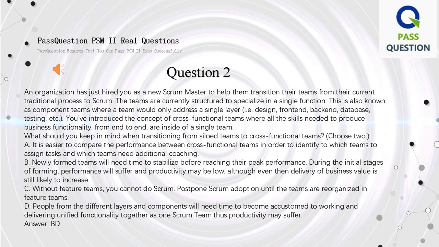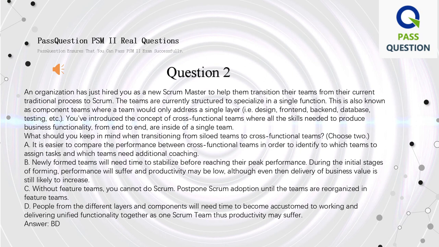Question 2. An organization has just hired you as a new Scrum Master to help them transition their teams from their current traditional process to Scrum. The teams are currently structured to specialize in a single function. This is also known as component teams, where a team would only address a single layer, i.e. design, front-end, back-end, database, testing, etc.